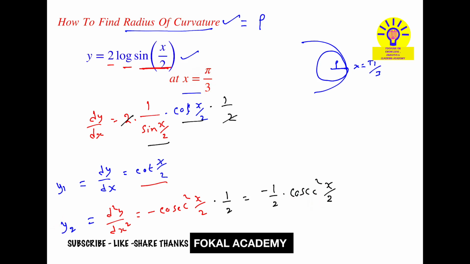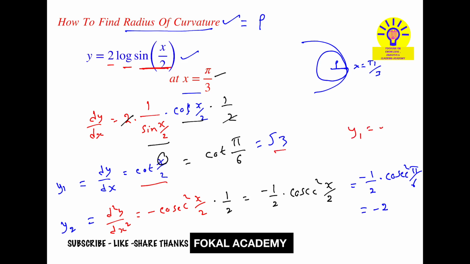Now I am going to substitute here. It becomes cot of x by 2, where x is pi by 3, so pi by 3 by 2, nothing but pi by 6. Cot of pi by 6 is equal to root 3. Now here, minus 1 by 2 cosecant square pi by 6. By the calculator, we will get this value as minus 2. So now we got y1 is root 3 and y2 is minus 2.